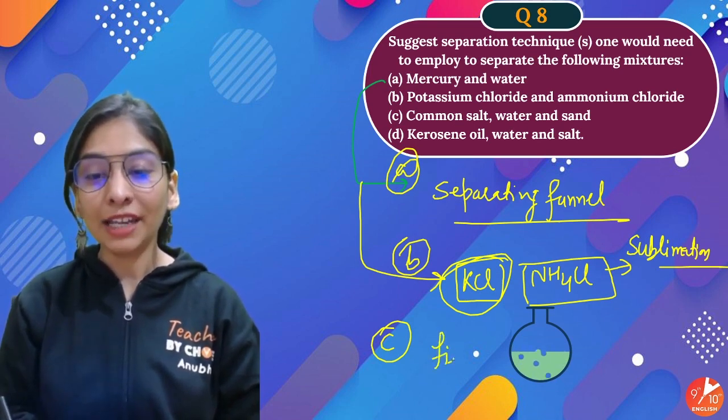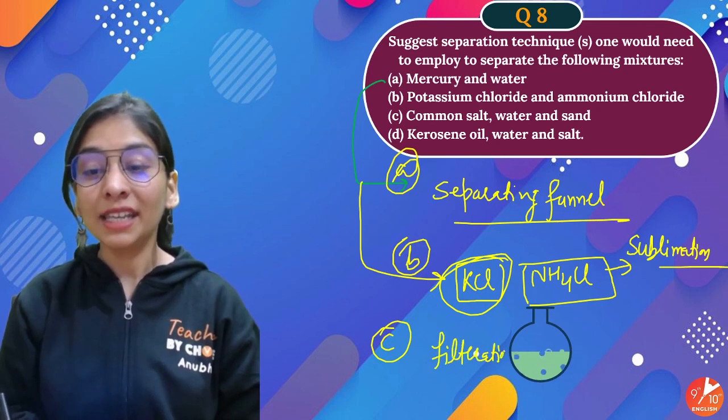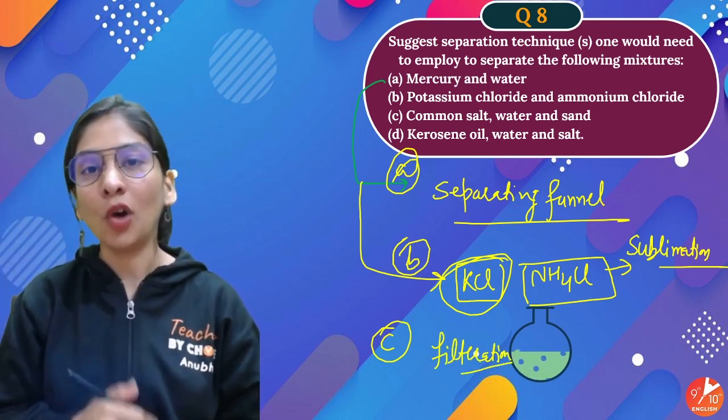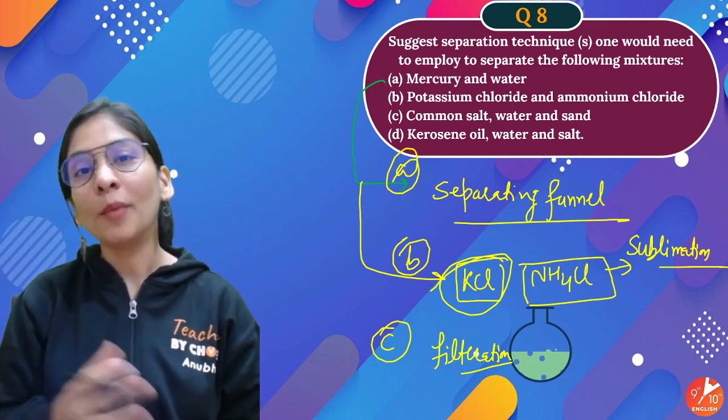So first of all, I'll use a filter paper. I'll use a technique called filtration. Filtration helps to separate the sand from common salt and water. Now I have common salt and water.